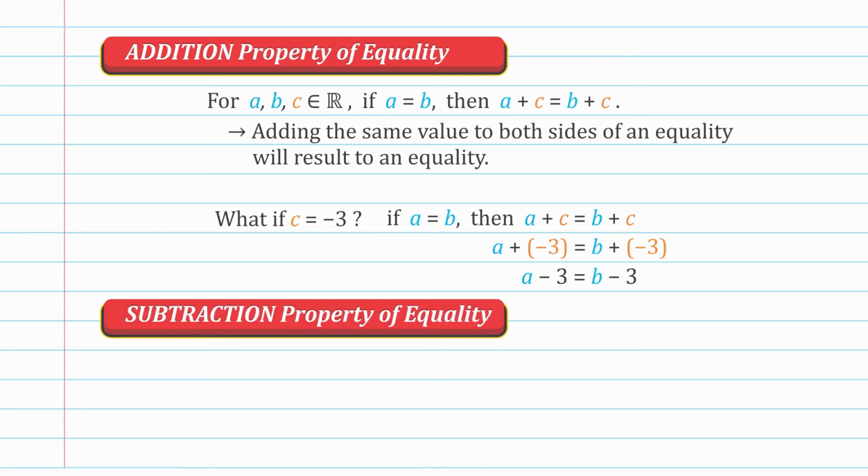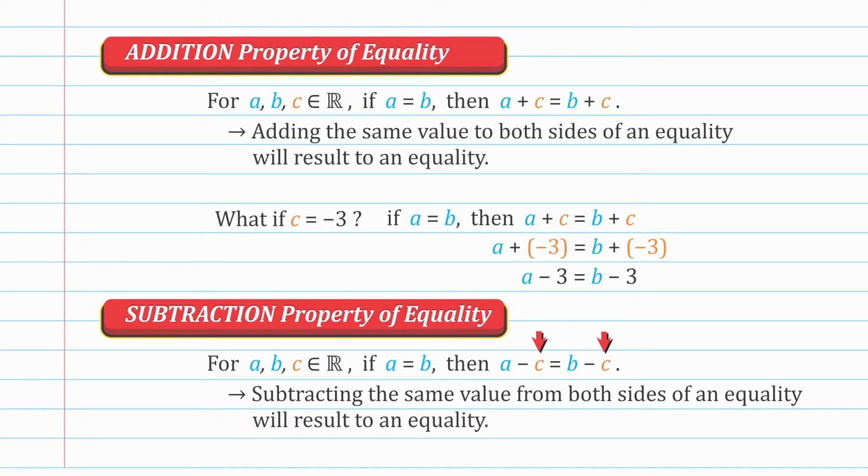It's called the subtraction property of equality. It states that for A, B, and C, where these are elements of the set of real numbers, if A were equal to B, then A minus C is equal to B minus C, which practically means subtracting the same value from both sides of an equation will result to an equality pa rin. So, implication, final, whether you add or subtract, as long as you add or subtract the same numbers, the left side and right side of the equations will always be equal.